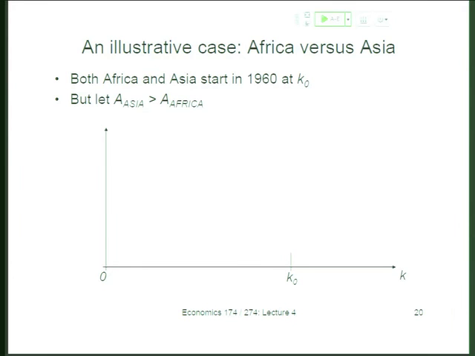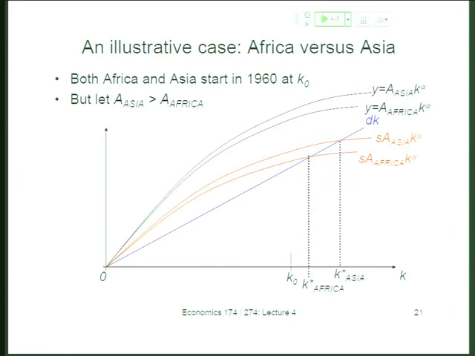But let's make the assumption that for whatever reason, A is higher in Asia than Africa. There's better technology, there are better institutions, there's more political stability, whatever it is that drives productive use of inputs, which is what A means. So we have these multiple plots here. We're going to assume depreciation is the same, but A is different in Asia and Africa. So you see the black line for Asia and Africa, the same for the red line, the savings line. So that's just going to yield two different steady states.